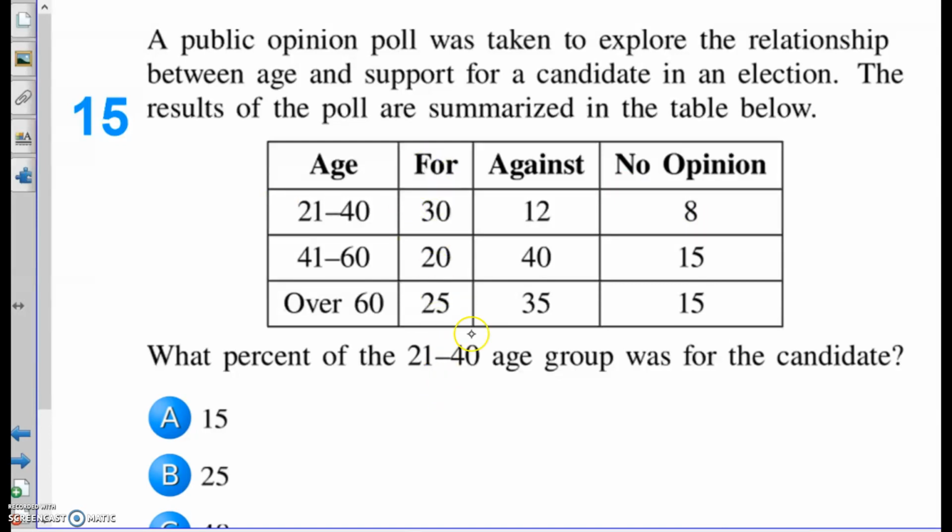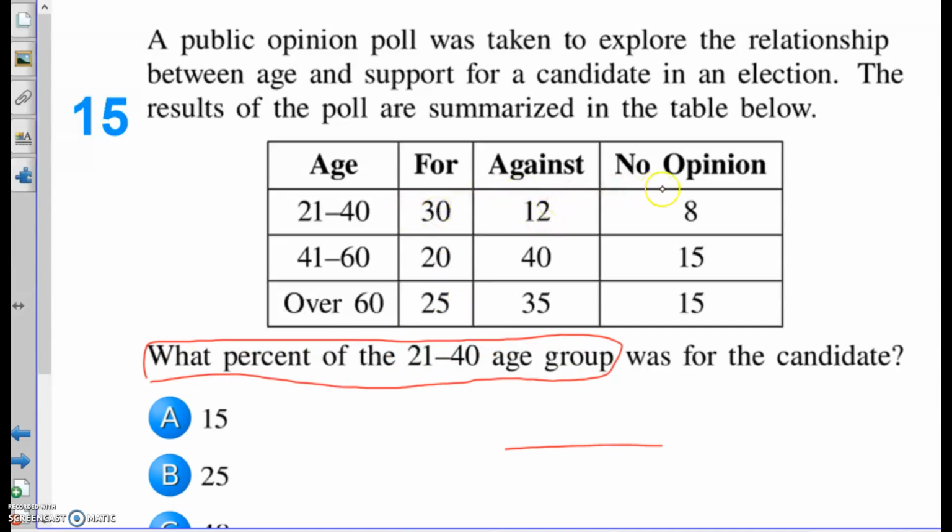So we want the total that are for, total against, total no opinion, total this way, total this way, total this way. Sometimes you can read the problem and skip to the total you need. The total of everybody, how many people were asked. But here it says what percent of the 21 to 40 age group. So that means out of the 21 to 40 age group. So what's the total for 41 to 80?